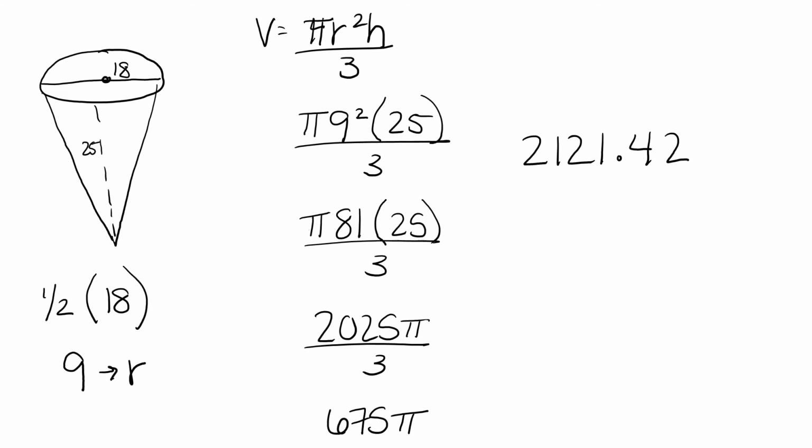And so we get an answer of 2121.428571. The directions also tell us to round to the nearest tenth. 4 is in the tenths place. The 2 tells us to round down. So our answer stays 2121.4.